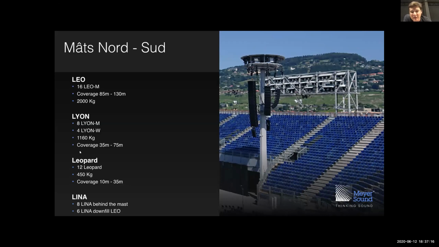In behind, leopard array, 12 leopards, 450 kilos. The coverage is about 10 meters to 35 meters. You can see it here. And then on the north to south mast, in the back, were 8 Linas. And under the Leo here, these 6 Linas are suspended, hanging under the Leo, and they are meant as a downfill for the area that is here.